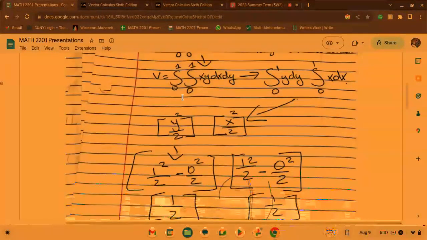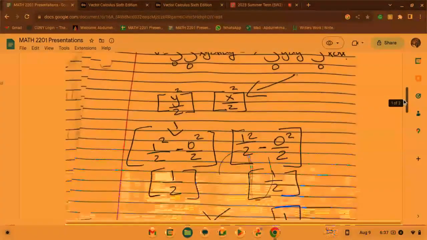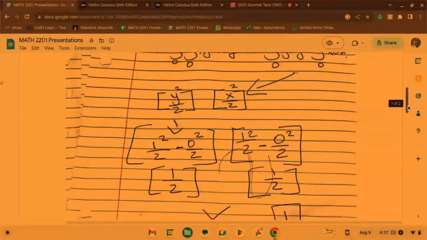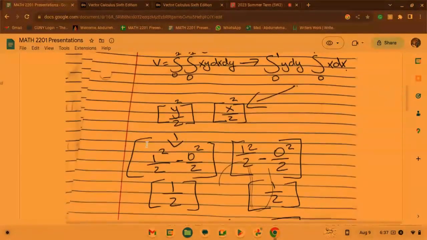So when we plug in 1 for y, it's 1 squared over 2 minus 0 squared over 2, and it's the same thing for the x. For both of them, the outputs come out to be half and half. What's half squared? Half squared is not half.